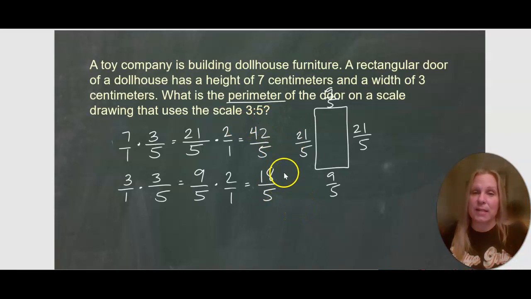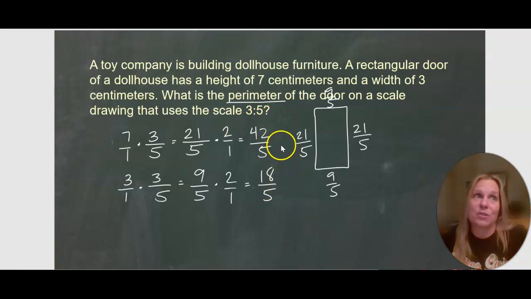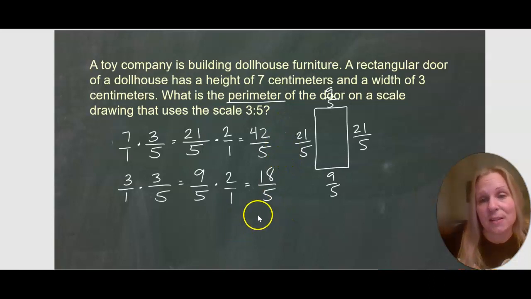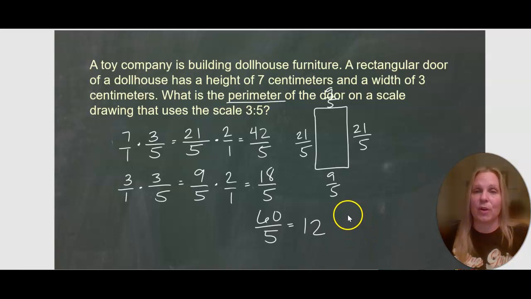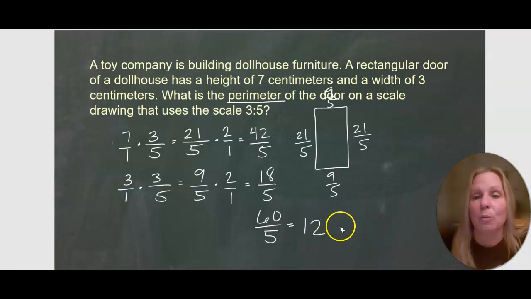And 42 plus 18, so 42 plus 20 would be 62. Take 2 away, that would be 60/5, which is 12. So the perimeter of the door on the scale drawing will be 12 centimeters.